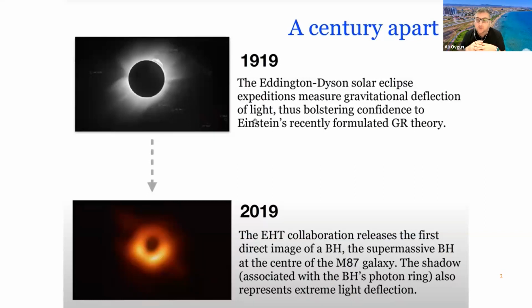And this image was made possible by the extreme light deflection caused by the black hole's photon ring, which casts a shadow in the surrounding matter. These two events, a century apart, both provided crucial evidence for our understanding of gravity and also the behavior of space and time in the presence of massive objects.